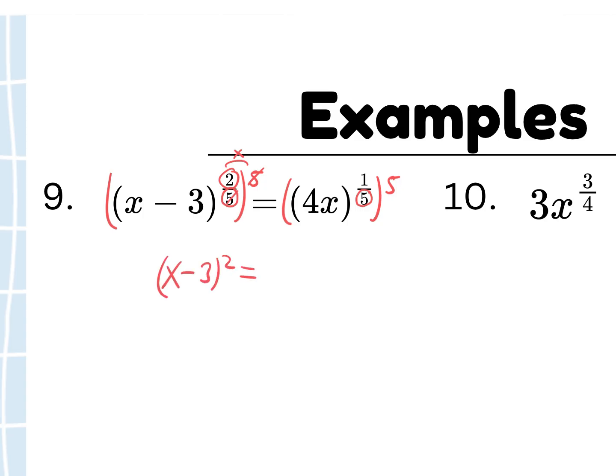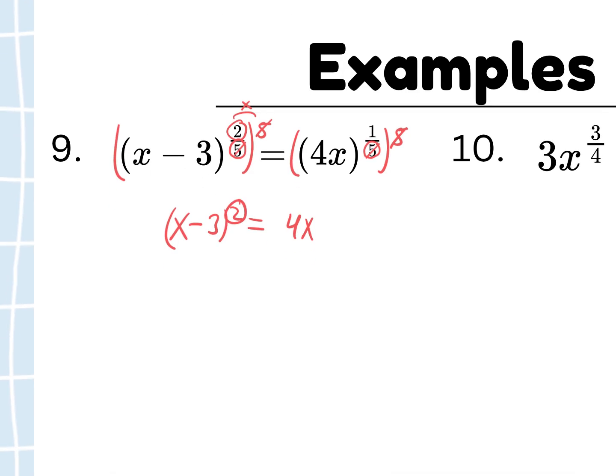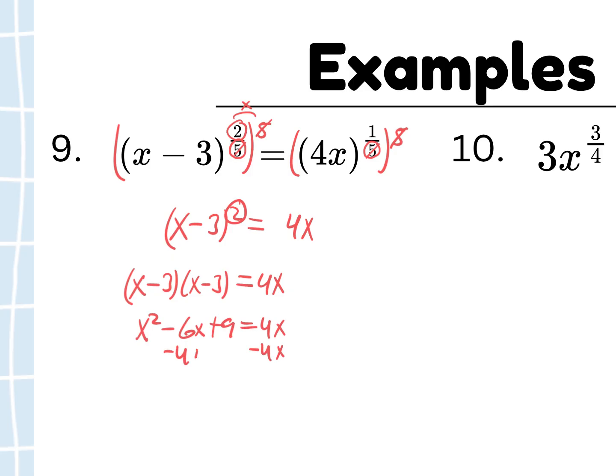squared. And then the other side of the equation, again, 1/5 and 5, the 5s are going to cancel, so I get 4x to the first power, which is just 4x. And then I can solve this equation. Remember that the square means that you're multiplying by itself twice. So I get an x minus 3 times an x minus 3 equals 4x. And so we get x squared minus 6x plus 9 equals 4x. And then we solve, so subtract 4x on both sides. We get x squared minus 10x plus 9 equals 0.